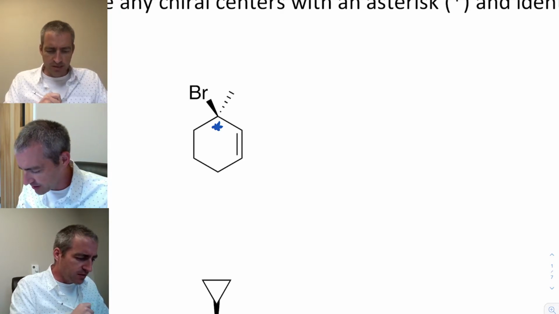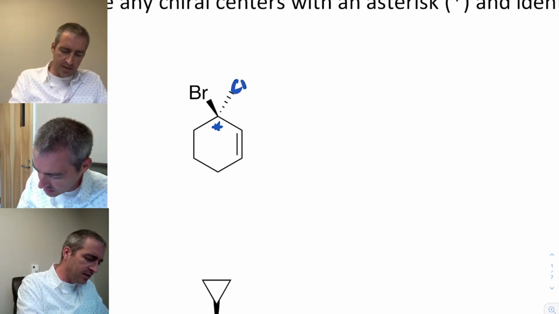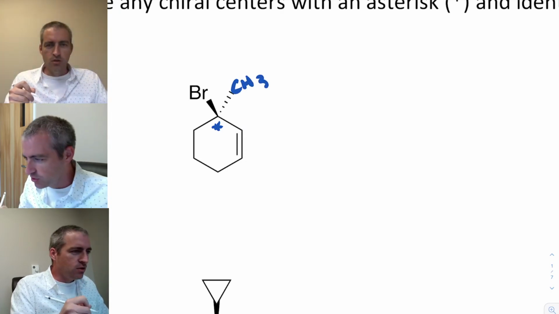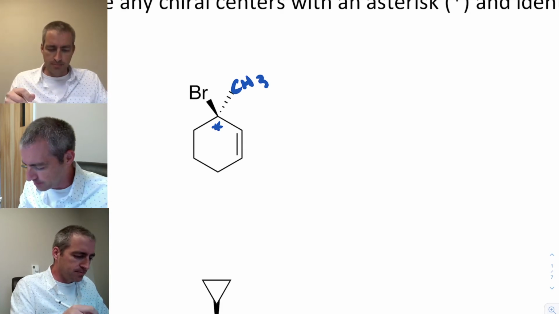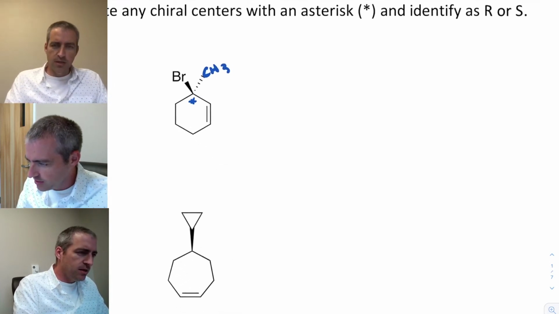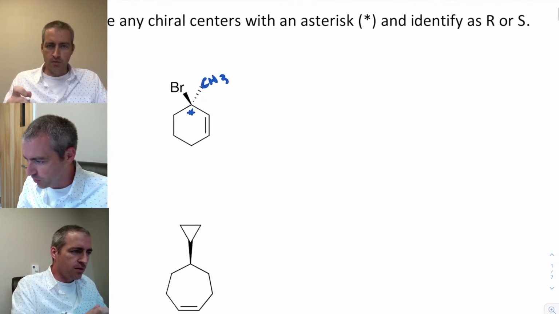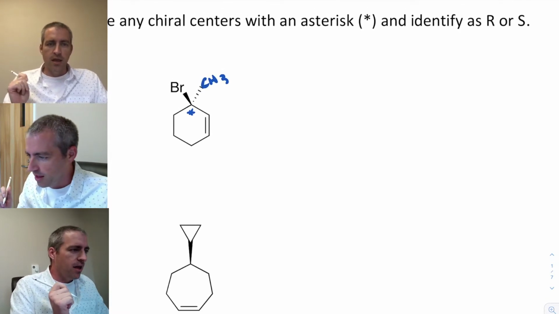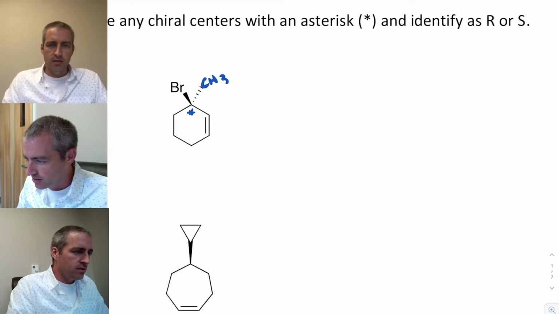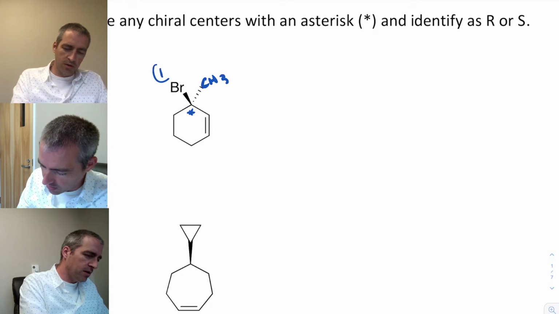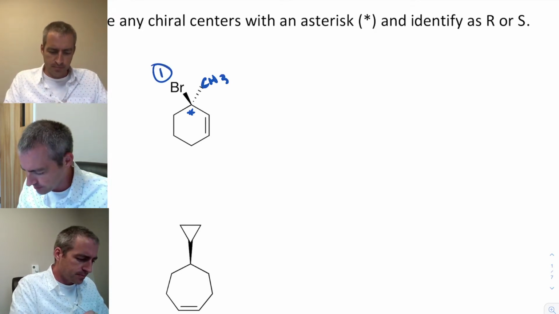This, you can see, has 4 different groups attached. It has a CH3, it has a bromine, and it has the 2 carbons on either end going around the ring. So the first thing we need to do is determine the priority of all of the groups that are attached to the chiral center. And the first thing that we want to do is look at the bromine. The bromine has a higher atomic number than any of the 3 other carbons that are attached. So bromine is going to have first priority, number 1.